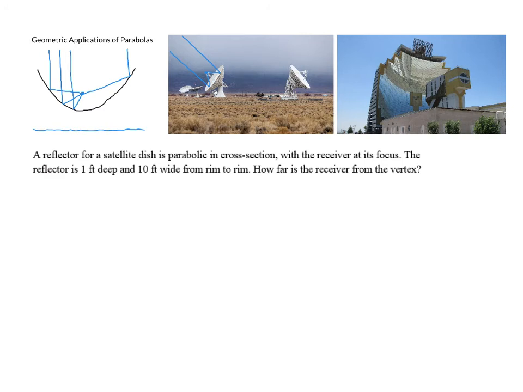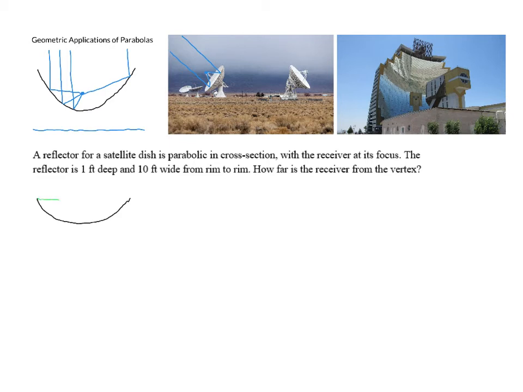A reflector for a satellite dish is parabolic in cross-section with the receiver at its focus. The reflector is 1 foot deep and 10 feet wide from rim to rim. How far is the receiver from the vertex? So we're told that the reflector is parabolic in cross-section. What that means is that if we look at a slice of it, then that shape is going to be a parabola.